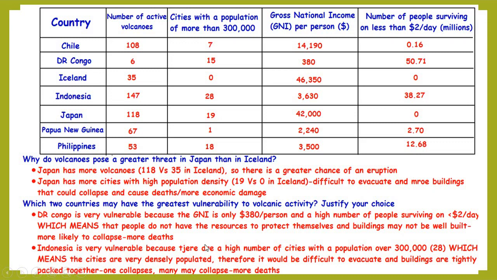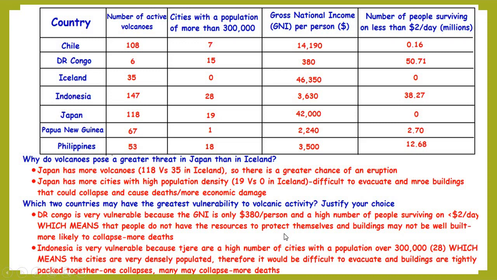I also spotted that Indonesia could be very vulnerable, because there are a high number of cities with a population over 300,000. Indonesia's got 28 cities that are densely populated with over a third of people living there, which means the cities are very densely populated, therefore it would be difficult to evacuate, and buildings are tightly packed together, so if one collapses, many may collapse and cause more deaths.